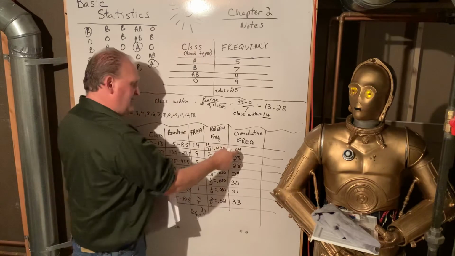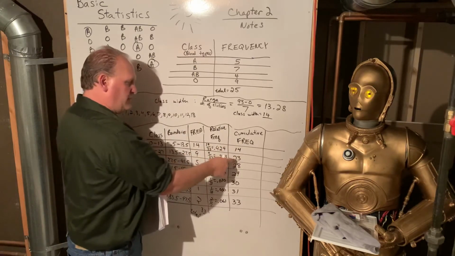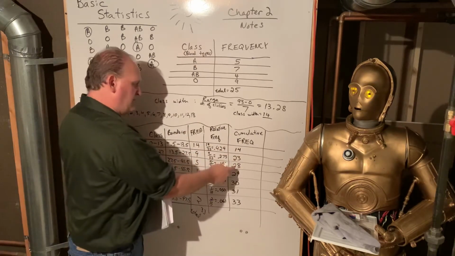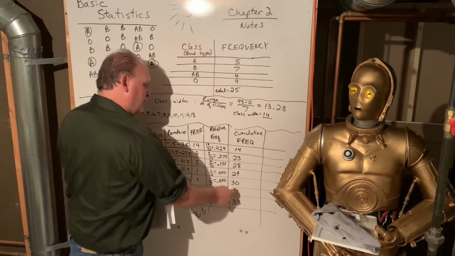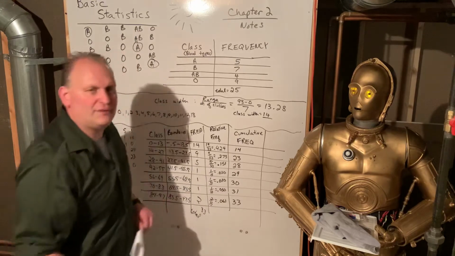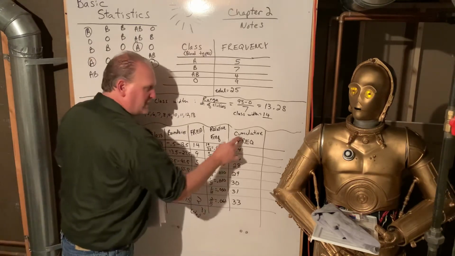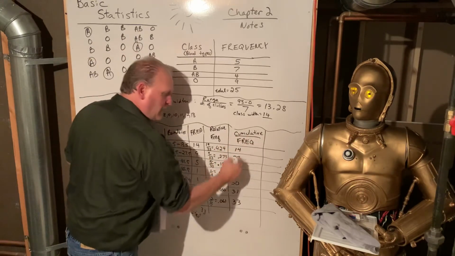Think of it as kids on the bus. 14 kids get on, and then 9 more get on, so we're up to 23. And 5 more get on, and we're up to 28. And 1 more gets on, we're up to 29. And 1 more gets on, we're up to 30. And 1 more gets on, we're up to 31. And 2 more get on, and we're up to 33. So the cumulative frequency is just a running total.